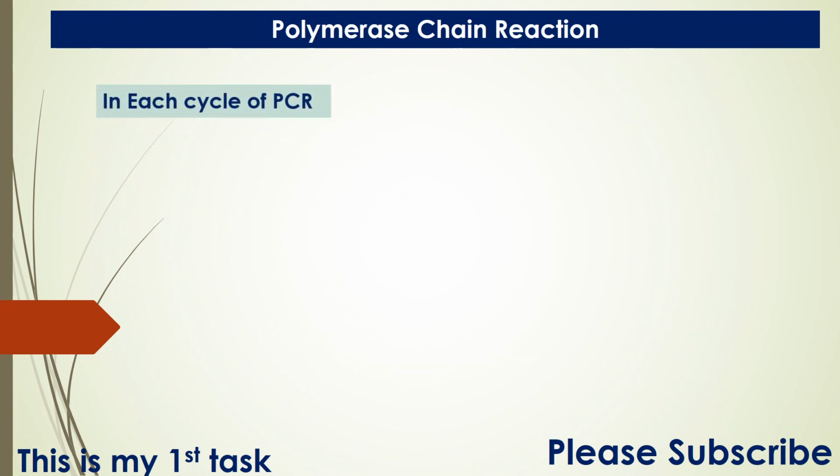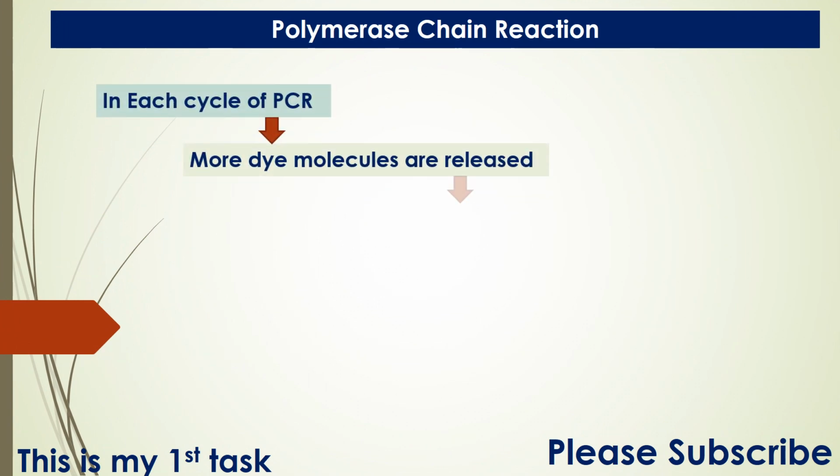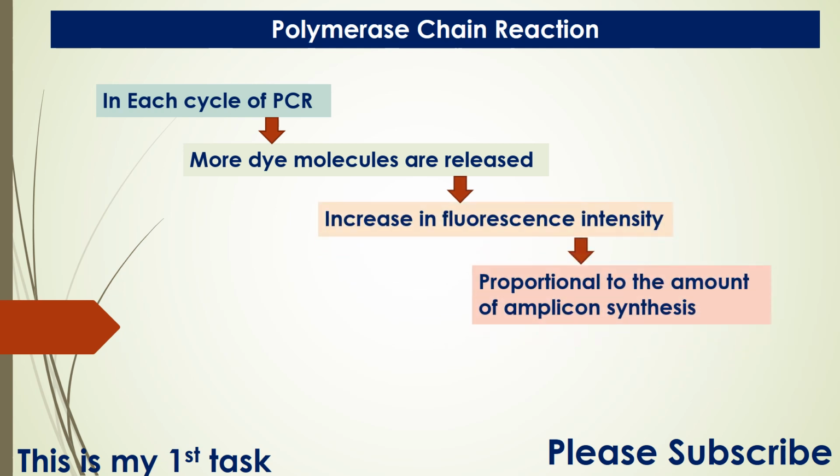In each cycle of PCR, more dye molecules are released. Increase in fluorescence intensity is proportional to the amount of amplicon synthesis.